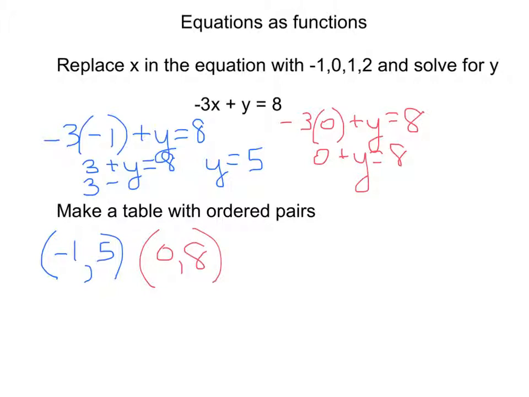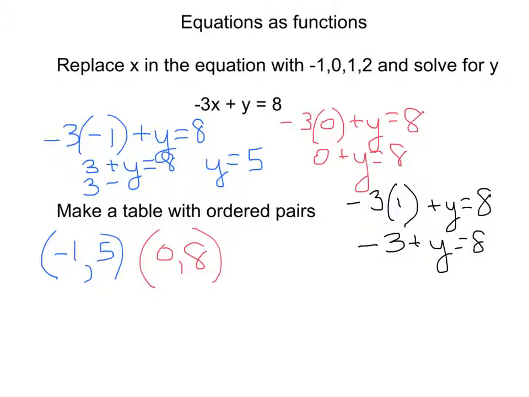Our next one is replacing it with just 1. So -3 times 1 plus y equals 8. -3 times 1, -3 plus y equals 8. You just add 3 to both sides to cancel this out. So y equals 11. So your x was 1, the y was 11.